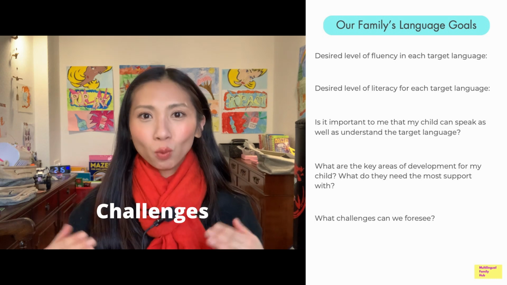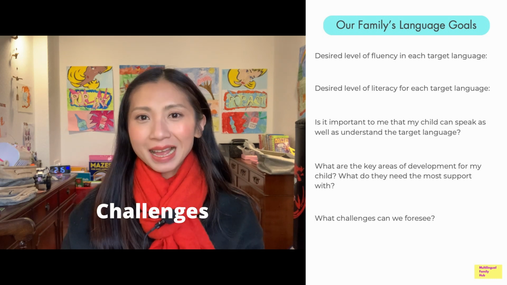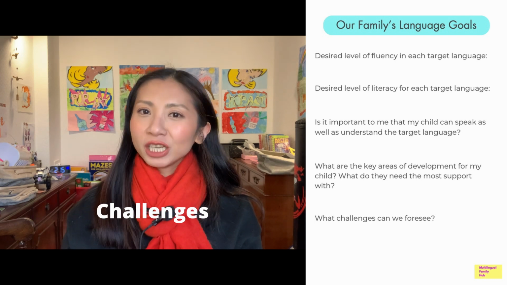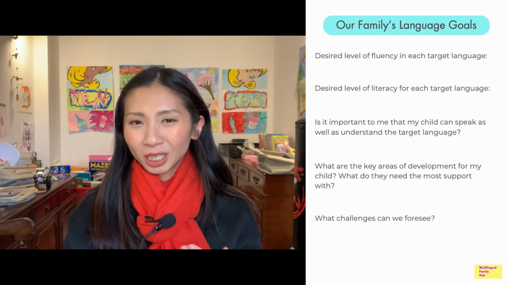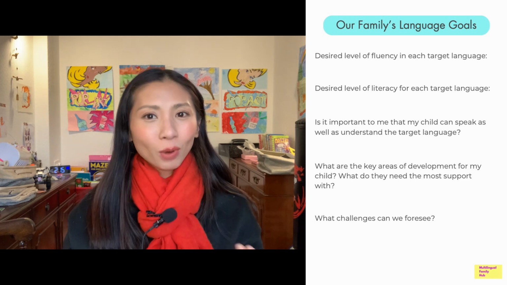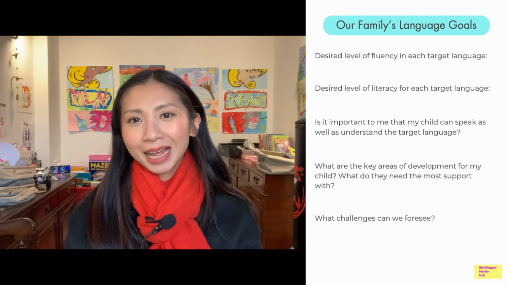Okay, next question. What challenges can we foresee? Examples could be, my child is starting kindergarten next year. They might need more support in maintaining the minority language. Conversely, you might be concerned that your child might struggle to cope at kindergarten because they currently don't speak the majority language. Whatever challenges you can foresee, write them down so you can plan some strategy around that.